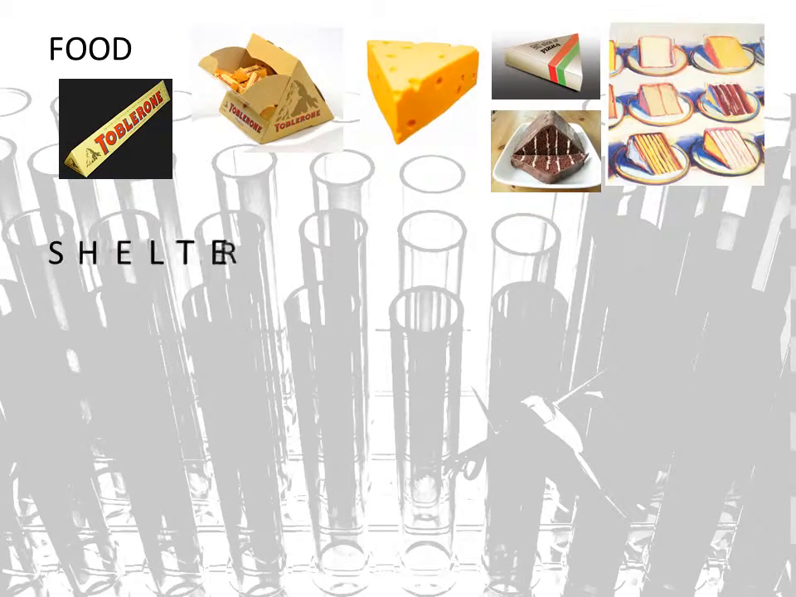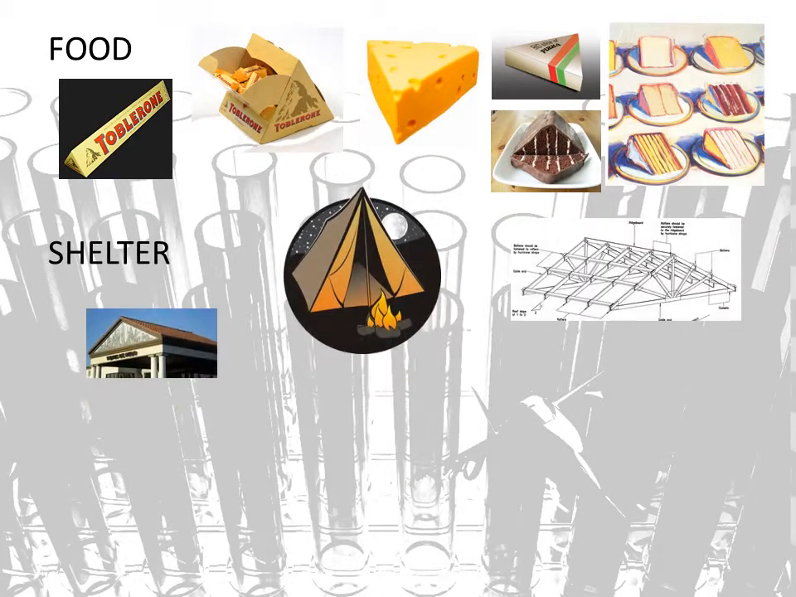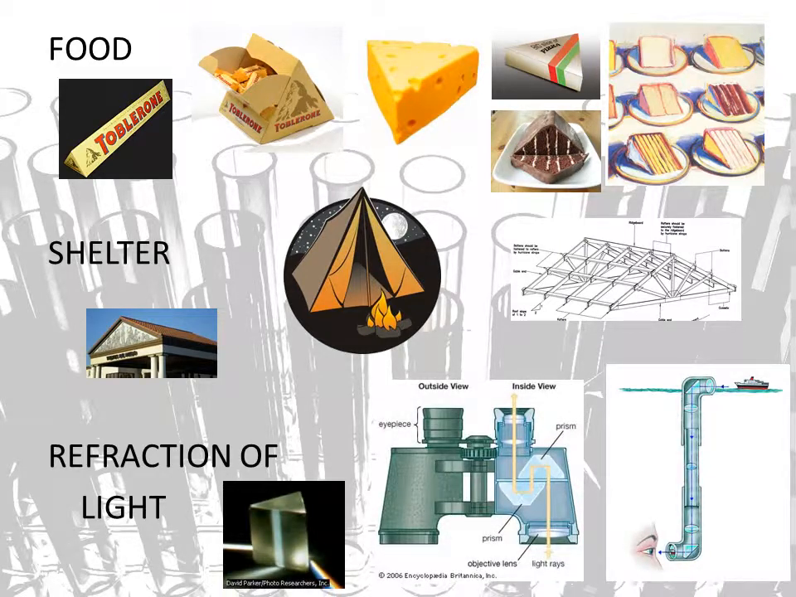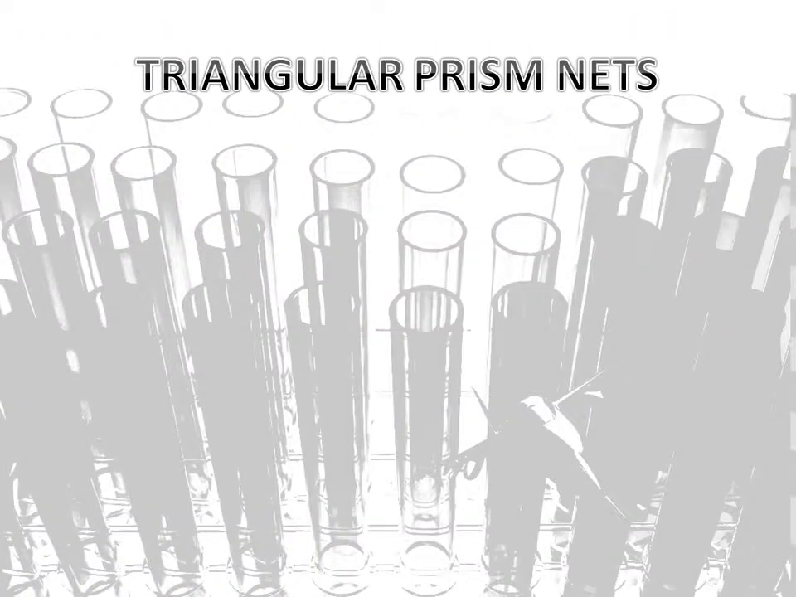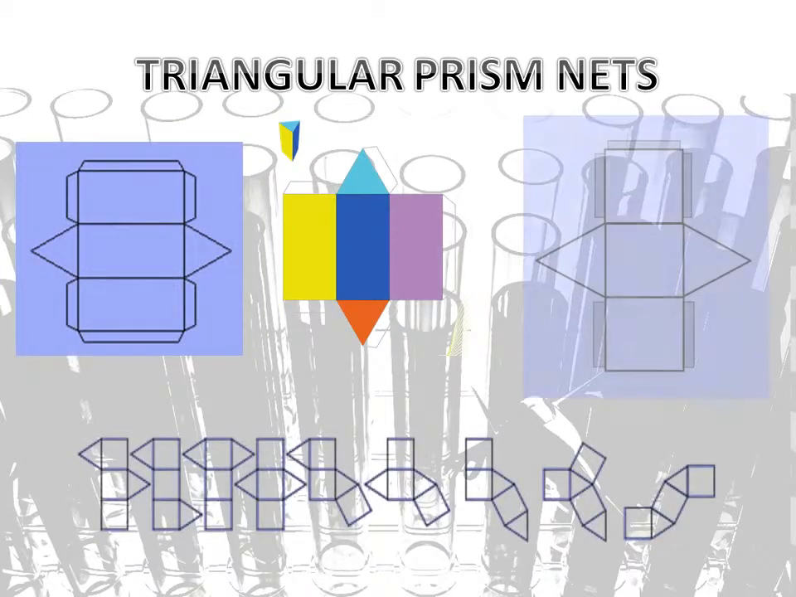Some examples where we see triangular prisms are in food, such as chocolates or cheese, as shelters in terms of how the roofs are built, or tents, and in the refraction of light, as we see in binoculars or periscopes. To build a triangular prism, you'll need a triangular prism net.